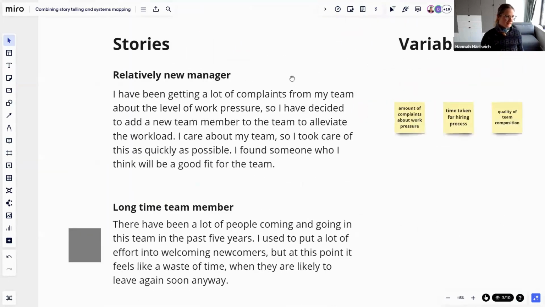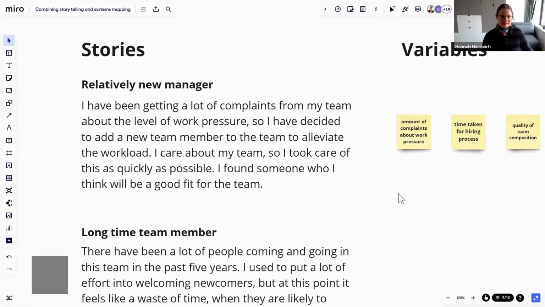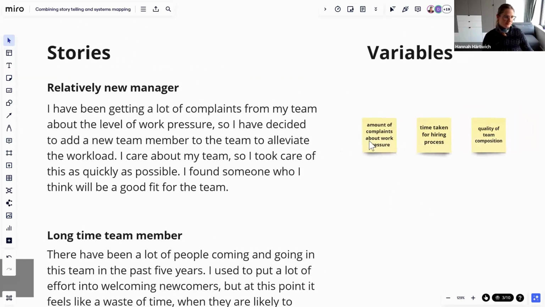And I can give you an example of one of the stories. Here, this is a relatively new manager of a team, and he's saying, I've been getting a lot of complaints from my team about the level of work pressure, so I have decided to add a new team member to the team to alleviate the workload. I care about my team, so I took care of this as quickly as possible, and I found someone who I think will be a good fit for the team. So the variables that I'm hearing in here are the amount of complaints about the work pressure.